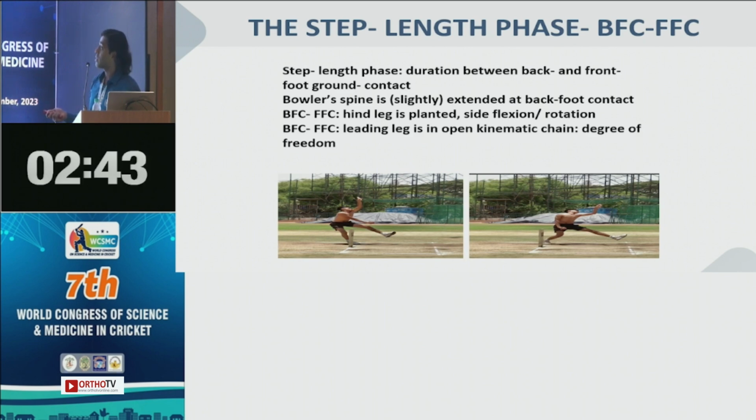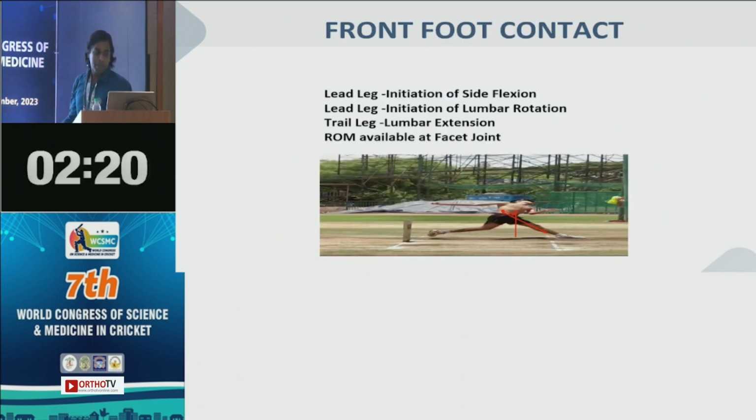The bowler's spine is slightly extended at back foot contact. From back foot contact to the front foot, the hind leg or trail leg is planted. It side flexes and then it rotates. And the leading leg is still in an open kinematic chain, so there is a degree of freedom in this region. Everything is happening on the back foot right now. Now what happens in front foot contact? There is an initiation of side flexion and of lumbar rotation because, as I said, it's a combination of movement. The lumbar goes into the trail leg, lumbar is in slight extension, and there is still some degree of facet joint mobility present.